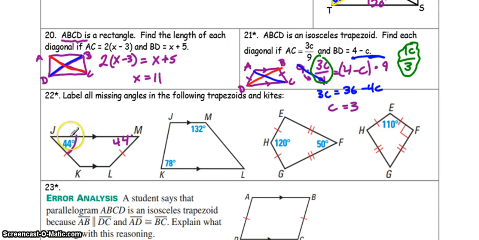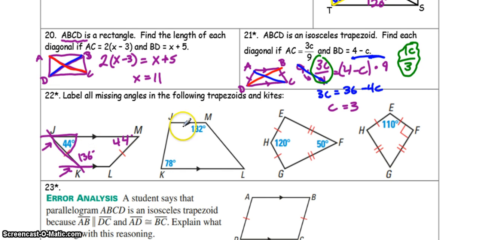In addition, in any trapezoid, we know that these consecutive angles, angle J and angle K, are supplementary. They add up to 180 degrees. That's again because we've got two parallel lines, and they act as same-side interior angles. So 180 minus 44 is 136.